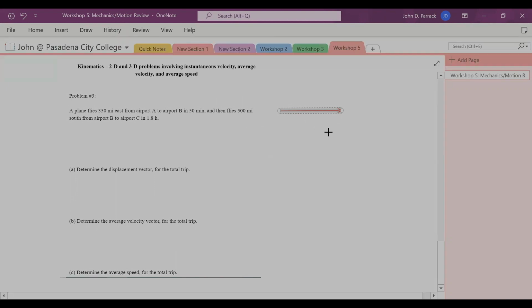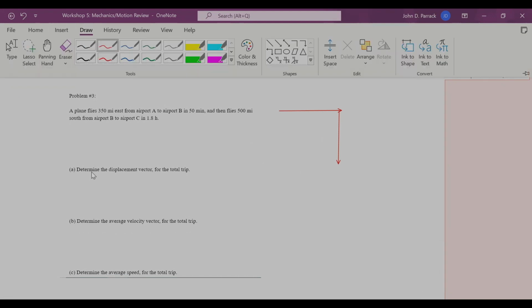It does that in 50 minutes. And then we have a second vector because we travel 500 miles south from airport B to airport C. And that takes us 1.8 hours. Okay, so let's think about these rates.